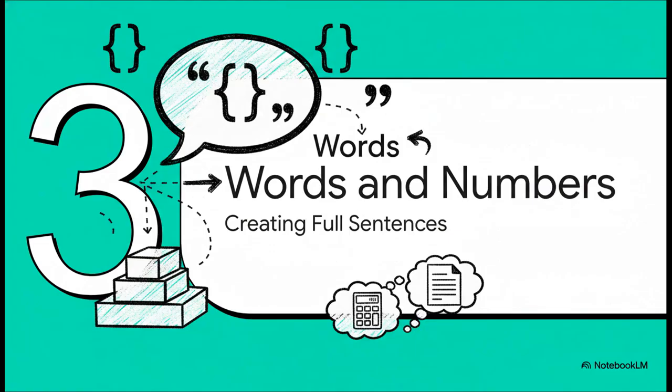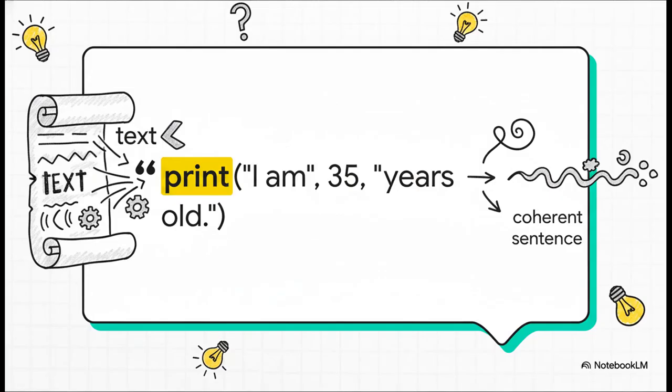Okay, having a built-in calculator is awesome. But let's be honest, just spitting out numbers isn't very user-friendly. The real magic happens when you start mixing those numbers with words to create actual, readable sentences. So take a look at this. We've got a bunch of different pieces here. We've got some text, I am, then we have a number, 35, and then some more text, years old. So how do we stitch all of that together into one smooth sentence?